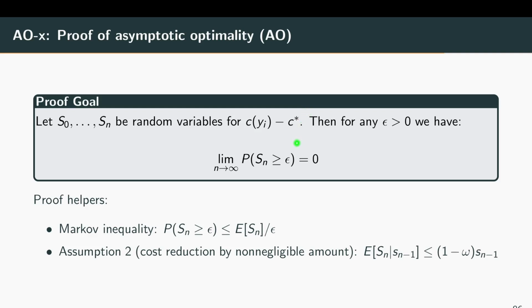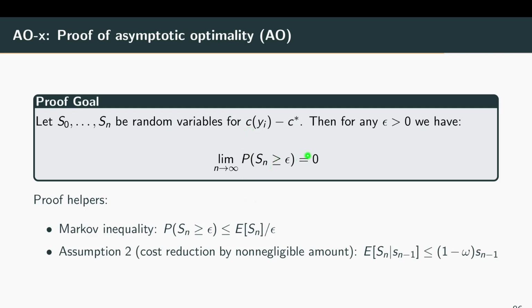And then what we want to show is that these are random variables, so we want to show that the probability of this thing being greater than some epsilon value is 0 if our n goes to infinity. So if we iterate infinitely many times, then we want that this Sn basically converges to 0. That's actually the formal definition of probabilistic asymptotic optimality.